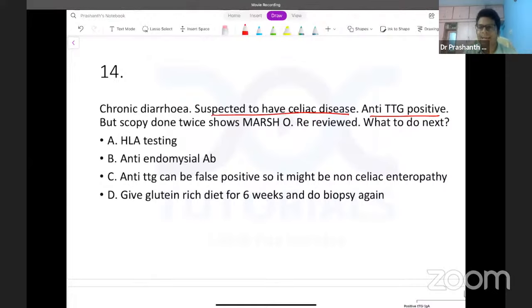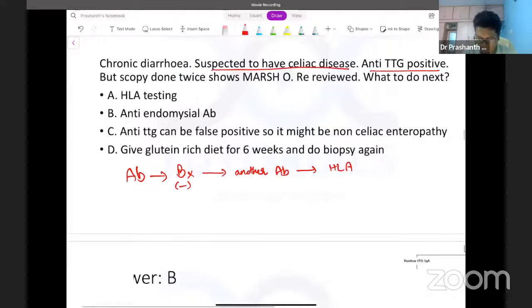So if you know the algorithm from the recent UpToDate, then this will become easier. What you have to know is, first you do an antibody test, then you do a biopsy. If the biopsy is incongruent with the first test, that is MARSH 0, the next thing you do is do another antibody test. And then if that becomes again incongruent, that is when you do the HLA test. Now this order, if you know, then you know what to answer next.